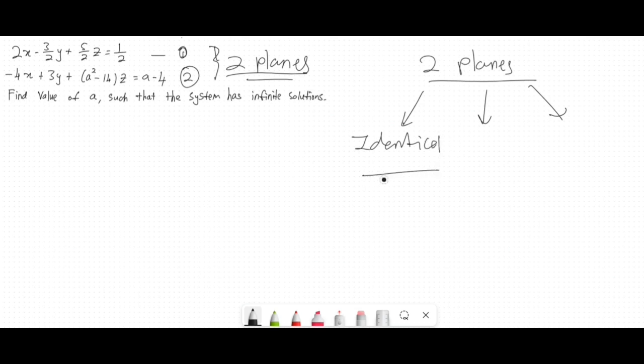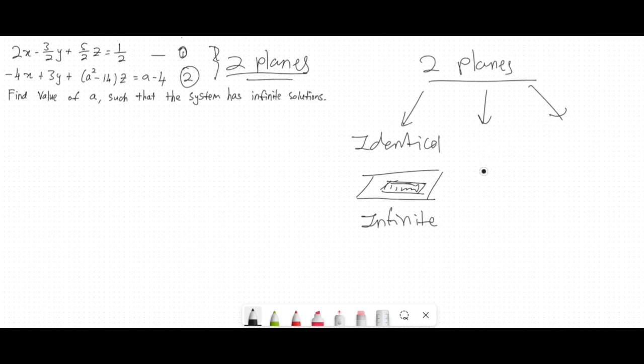So the planes will overlap each other. And they are the same plane. They overlap each other. So they intersect at infinitely many points. So this has infinite solutions, same as the line. Right? I just draw like this for illustration purposes.